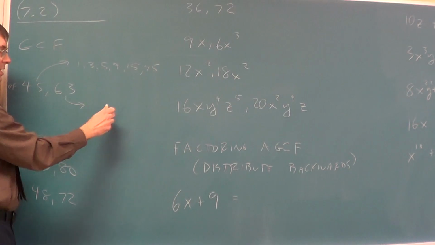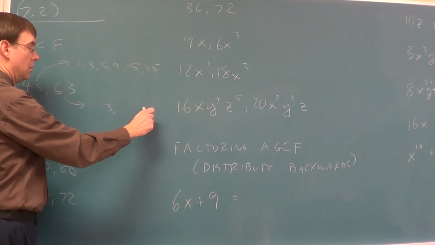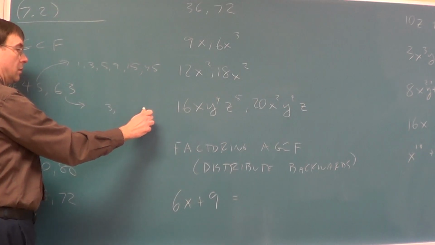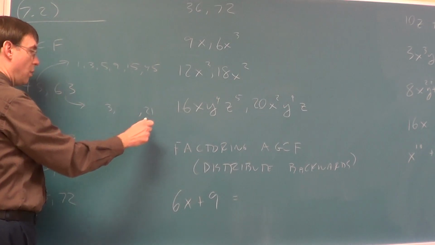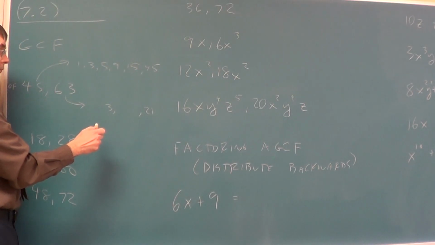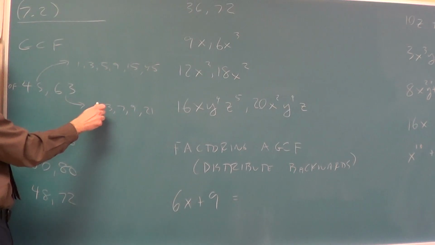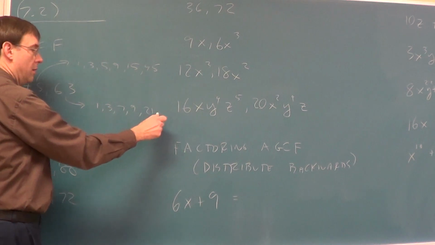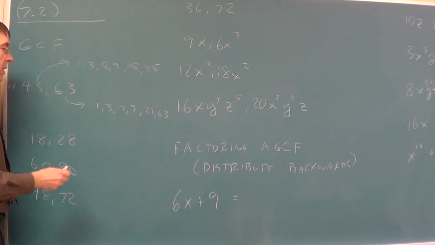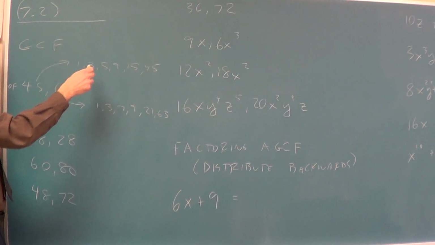What's some stuff that goes into 63? 3. How many times? 21. Oops. 7. How many times? 9. So there's some buddies. Always 1, 63, and the number itself. So that's everybody that goes into 63. That's everybody that goes into 45.